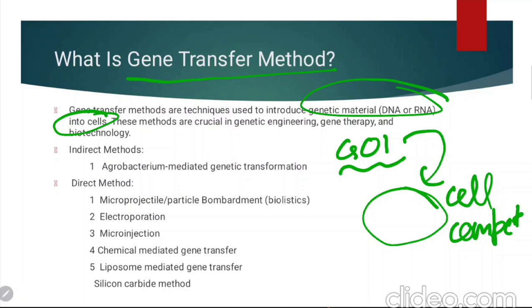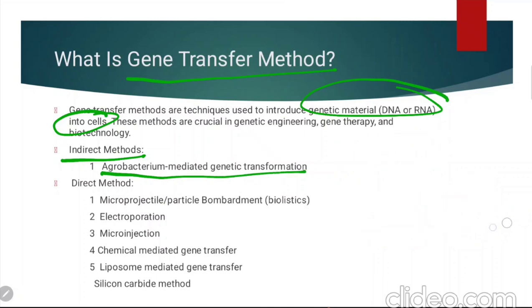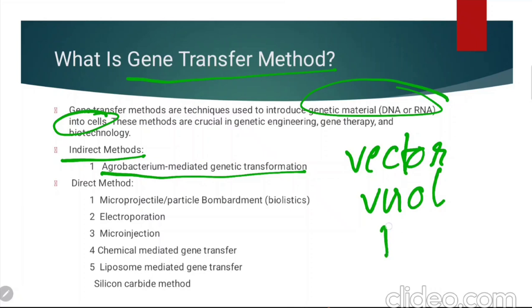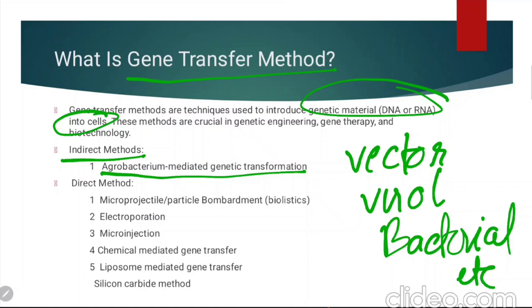So first is the indirect method. In the indirect method we have the vector-based method. This vector-based method involves vectors. These can be viral vector, bacterial vector, etc. Then comes the direct method.